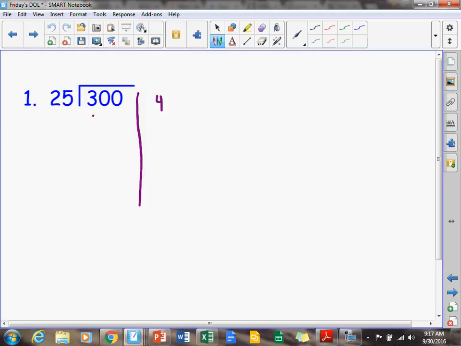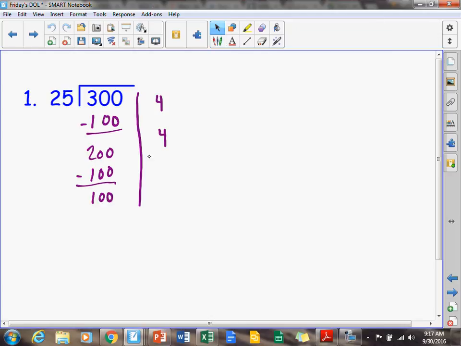Okay, so I could start by saying, I'm going to take 4 25s, and I know that's going to be 100. 300 minus 100, everybody? 200. Again, we have friendly numbers. Well, we could do that again. Keep track of the 4 over here and subtract another 100. 200 minus 100 is 100. And then finally, we have one more group of 4 times 25 is 100. And we have no remainders left.